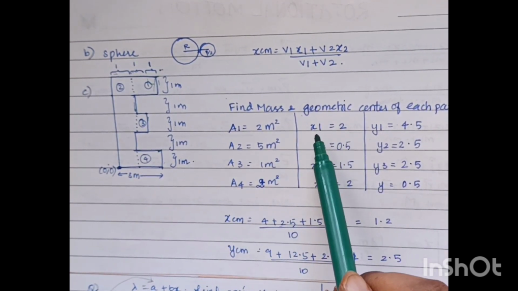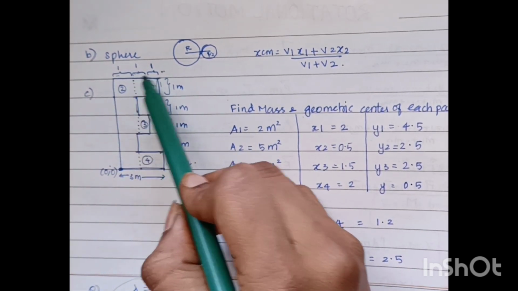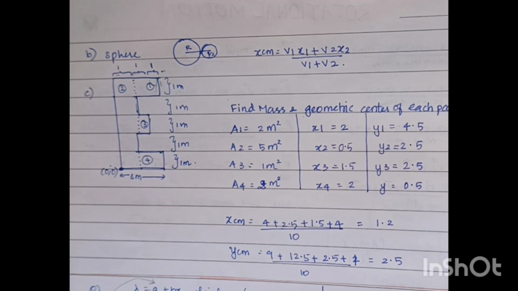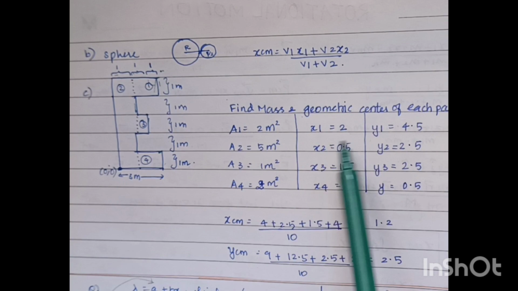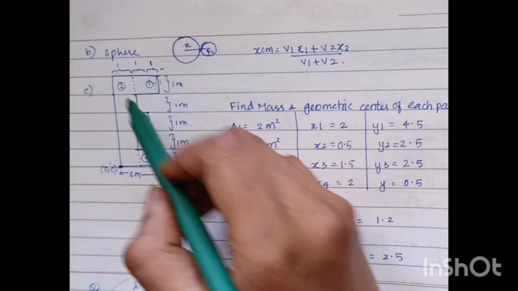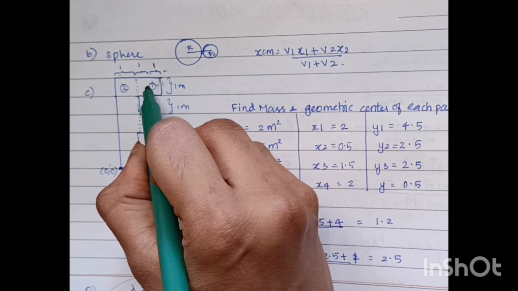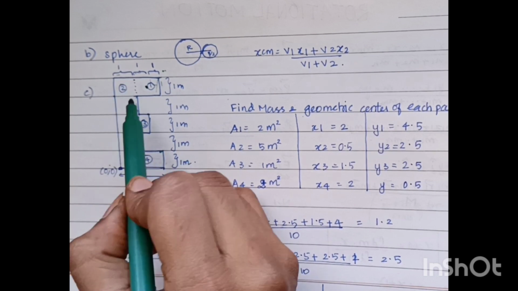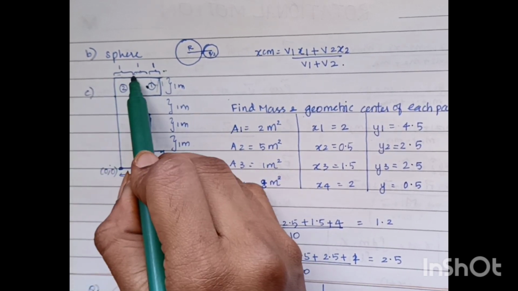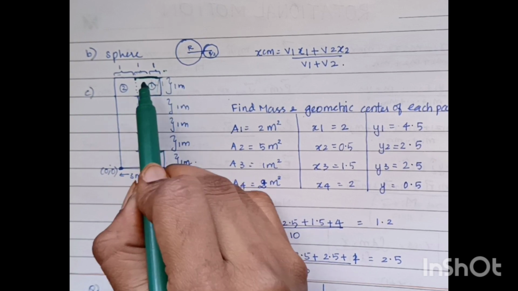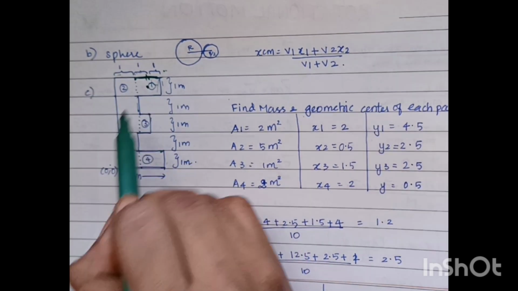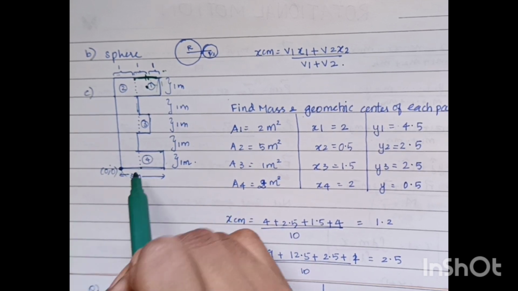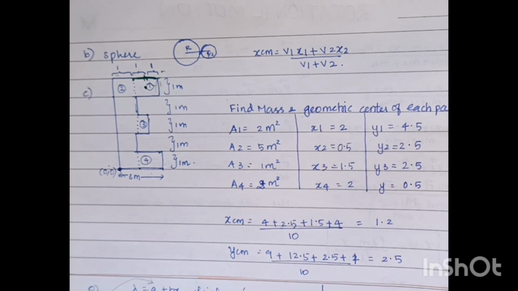So x1: this is the first part, and x1 equals 2. Please remember one thing, this is the geometric center of each part. For this small part the geometric center is lying here, at this center. What is the value of x1? This is already 1 and this whole length is 2, so it will be in the middle. From the coordinate system, if we assume this as 0, then from this to this is 1 and from this to this is 2. So I'm writing x1 equals 2.